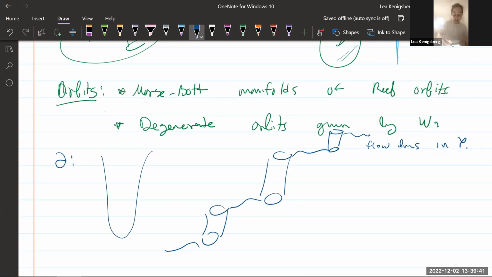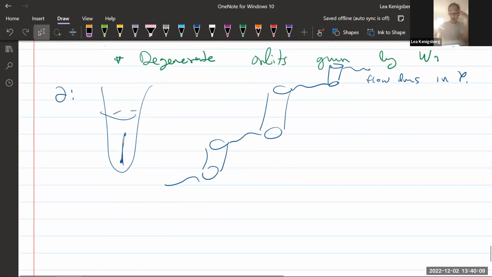You also have to choose another Morse function on the interior of W, and you count some flow lines in the interior. And they show that this complex is well defined, even though you have the degenerate orbits. So they show that the degenerate orbits do not interfere with the definition of this complex.